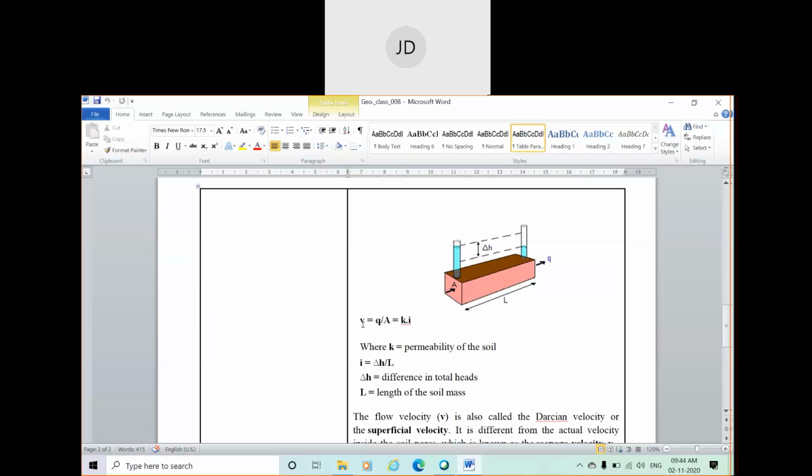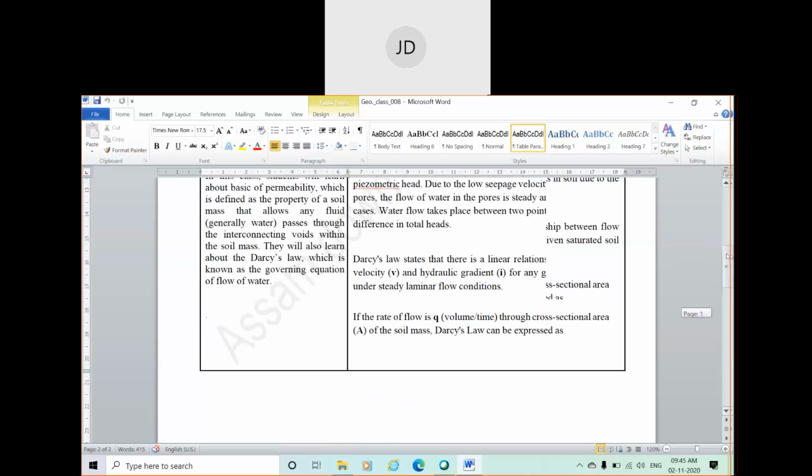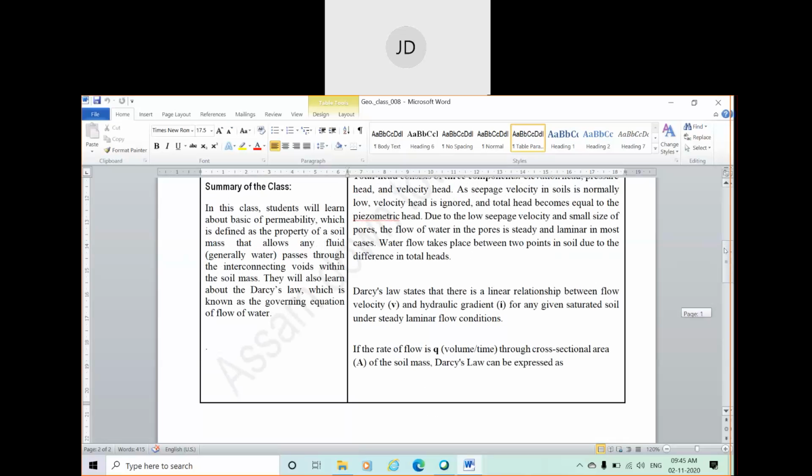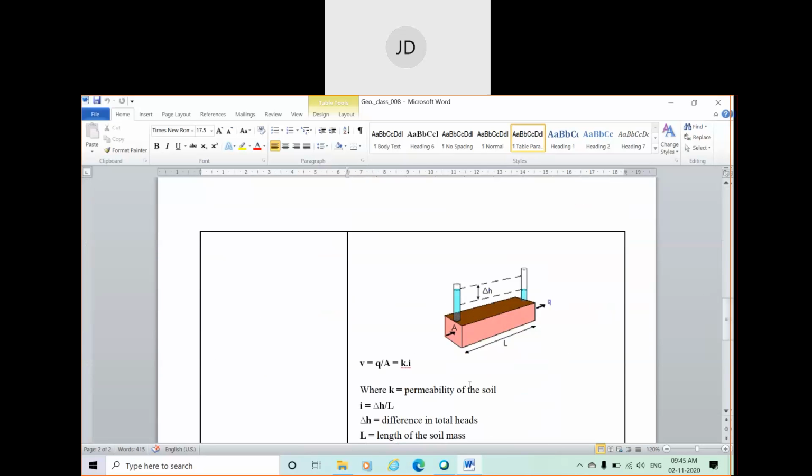What does this v represent? Your velocity, isn't it? Velocity of flow. And A represents your cross-sectional area. Simply, as per Darcy's law, I'll give you one simple definition. As per Darcy's law, the discharge is given as follows.